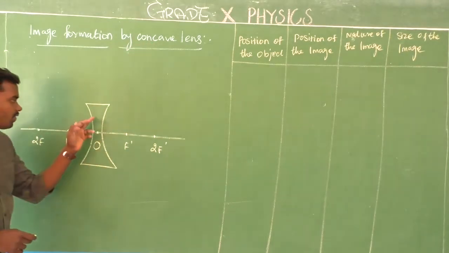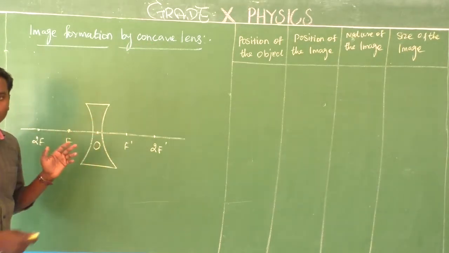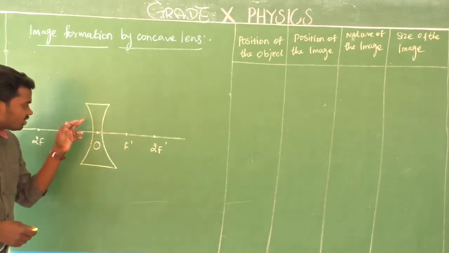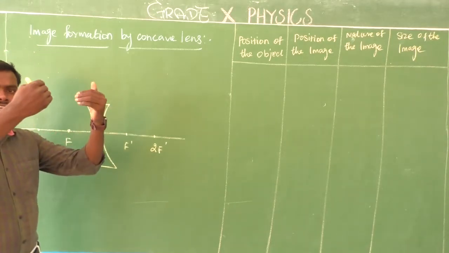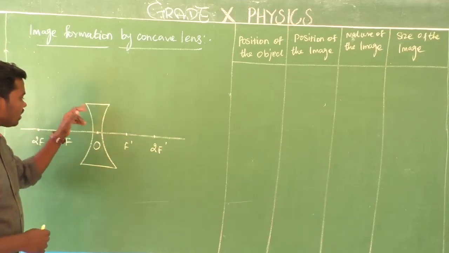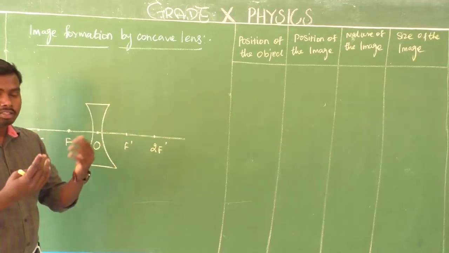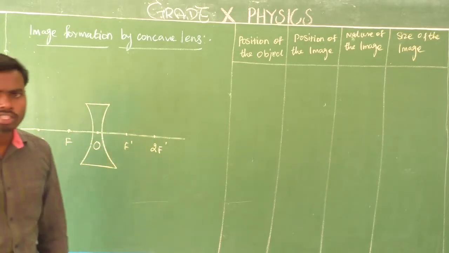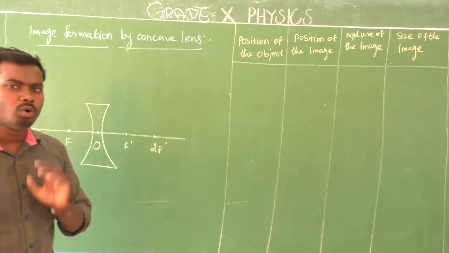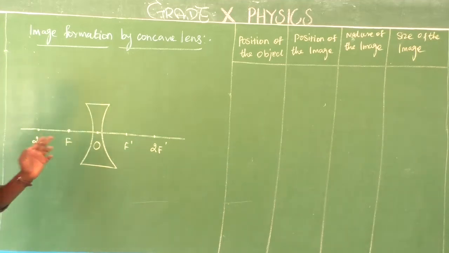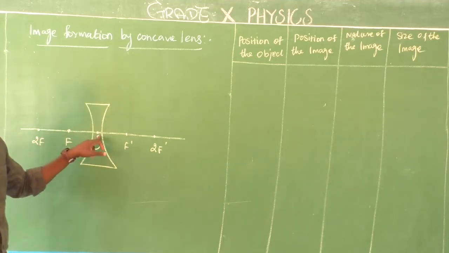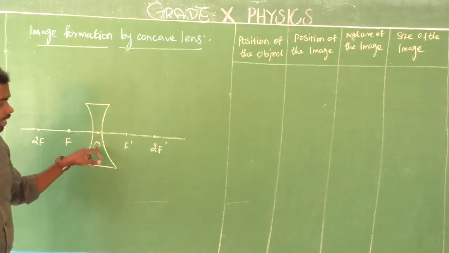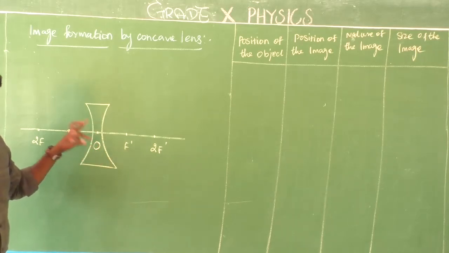Is it clear? Yes. First consider a concave lens. This is concave lens. Why is it called concave lens? Because this lens has two surfaces bulging inside. Look at here. This lens has a flexed in shape, bulging inside. That's the reason why it is called concave lens. Am I right? Yes. So the center point of a concave lens, that is optical center. The optical center is denoted by the letter capital O.